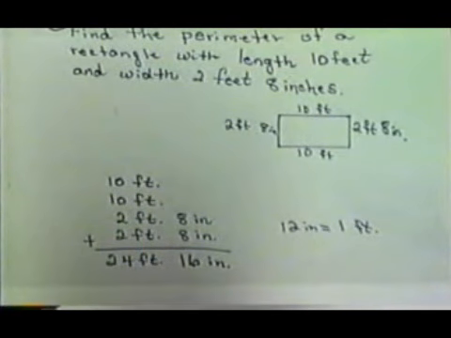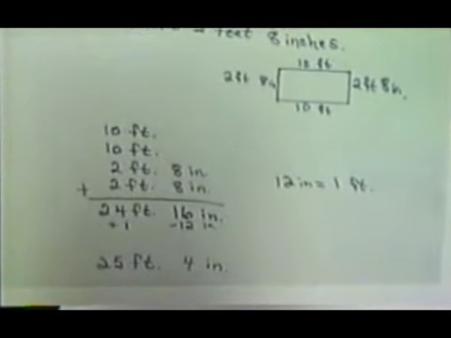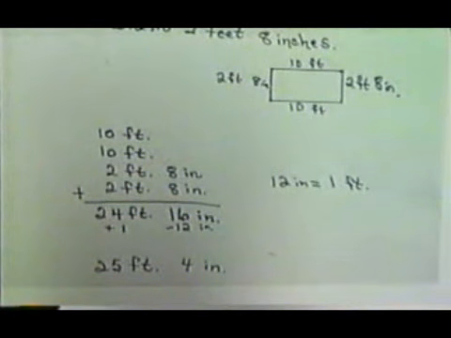So since we have 16 inches, we have more than we want to leave here. So I need to take that 12 inches away and put that 12 inches over with my feet. That would add 1 foot over here. So what's going to happen is we're going to end up with 25 feet and 4 inches. And that's the way you'd want to leave your answer, as 25 feet and 4 inches.